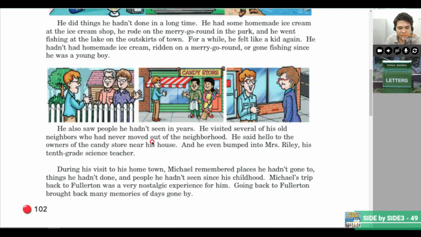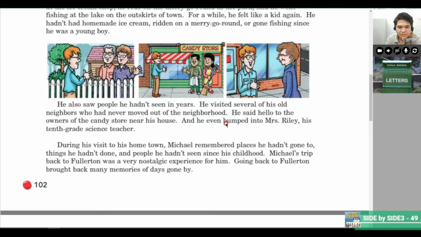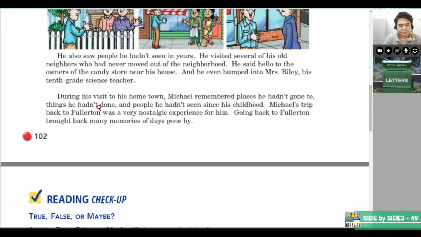He also saw people he hadn't seen in years. He visited several of his old neighbors who had never moved out of the neighborhood. He said hello to the owners of the candy store near his house. And he even bumped into Mrs. Riley, his 10th grade science teacher. During his visit to his hometown, Michael remembered places he hadn't gone to, things he hadn't done, and people he hadn't seen since his childhood.